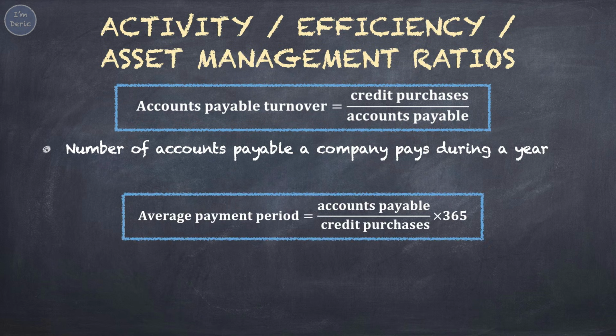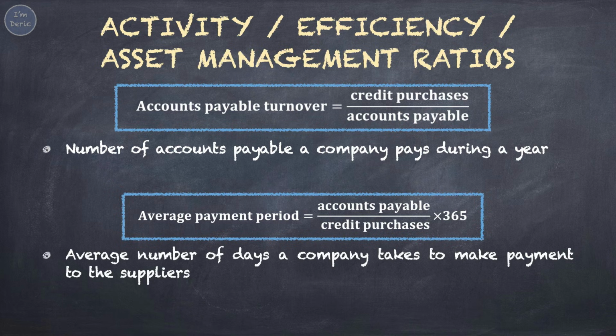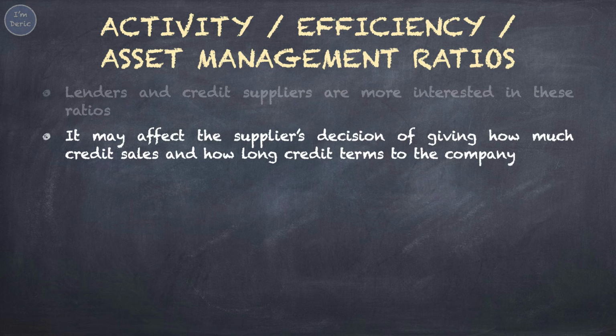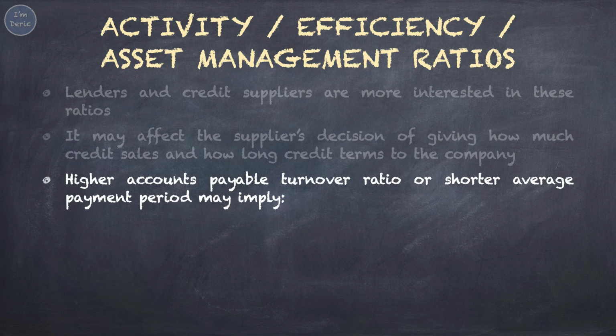Another alternative is to convert the accounts payable turnover into average payment period. Average payment period is calculated by taking accounts payable over credit purchases times 365 days. Average payment period shows the average number of days a company takes to make payment to the suppliers. The shorter the better. Generally, lenders and credit suppliers are more interested in the accounts payable turnover ratio. This ratio may affect the supplier's decision of how much credit sales and how long credit terms to give to the company. A higher accounts payable turnover ratio or shorter average payment period may imply the following.